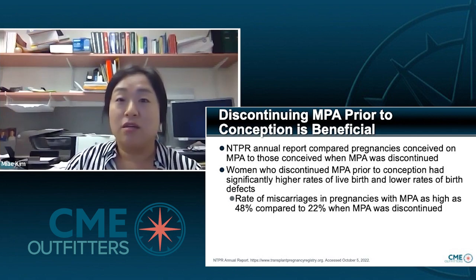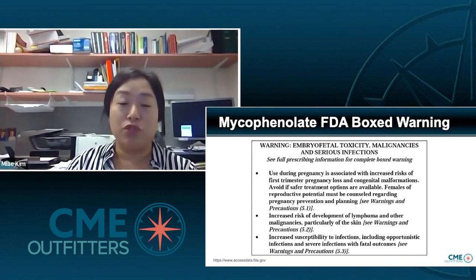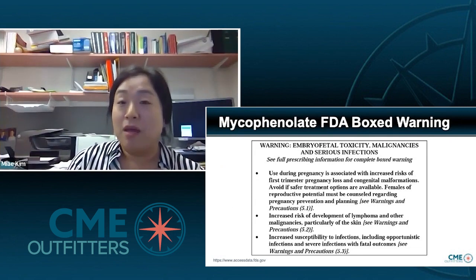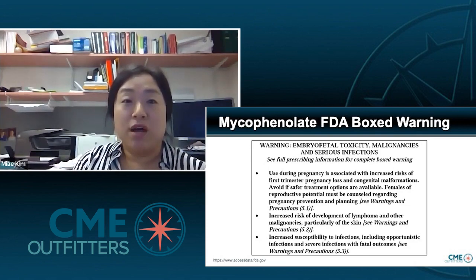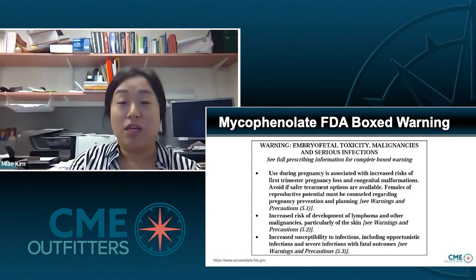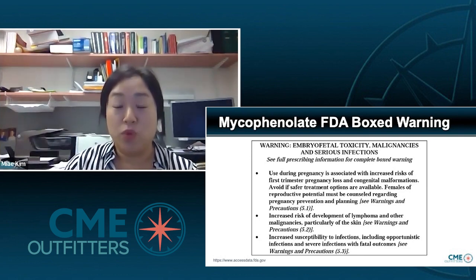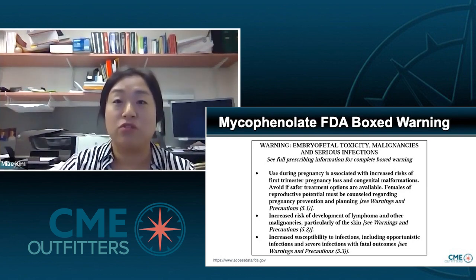So you can see the discontinuation of the MPA can reduce the chances of negative pregnancy outcomes, and proper contraception is needed in females of reproductive potential during MPA use and for at least 6 weeks following discontinuation of the drug.